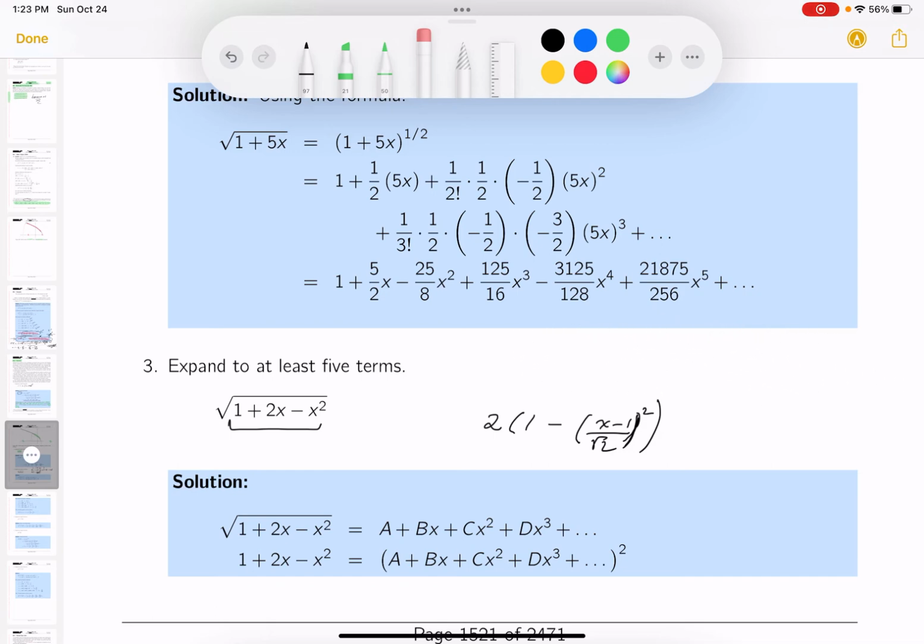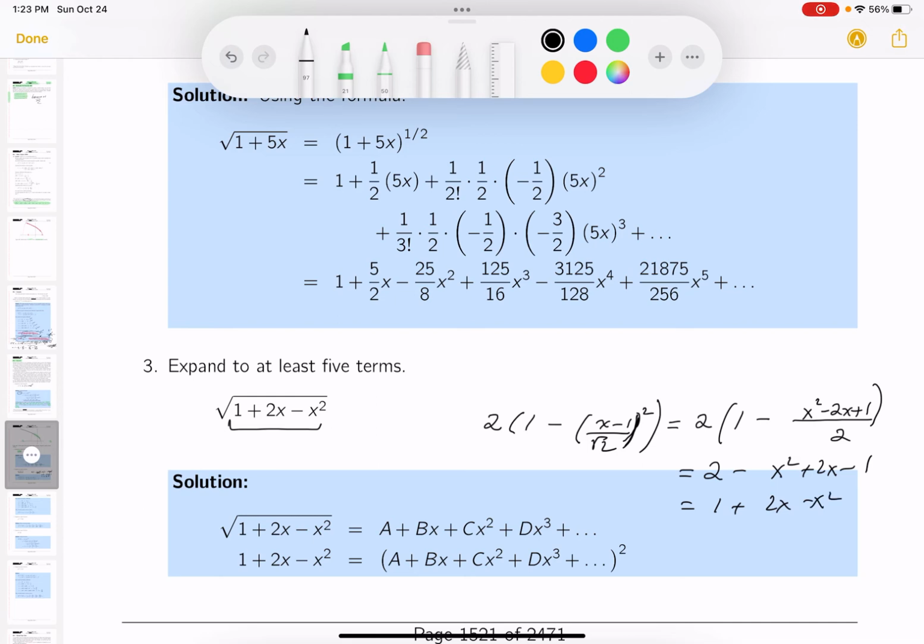And again, my claim is this is the same thing as what they have written over there. Same exact thing. Now, someone says, what do you mean the same exact thing? If you were to multiply it out, what would you get? 2. I'm going to erase this later, by the way. 1 minus, well, let's square it out. What do you get? x squared minus 2x plus 1 over 2. And if you multiply this out, you get 2 minus x squared plus 2x minus 1, which is going to be 1 plus 2x minus x squared, which is exactly what they said it is.